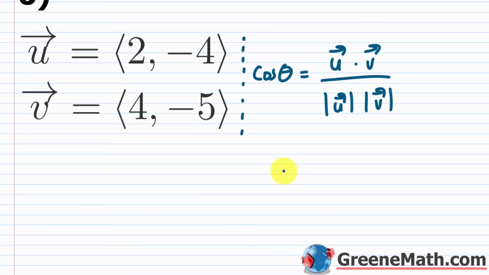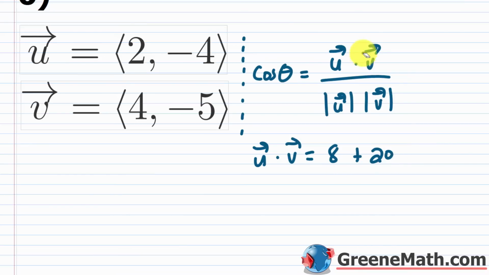First I'm going to figure out the dot product of the vectors u and v. So u dot v is equal to, you multiply the horizontal components together: 2 times 4 gives me 8. And then plus, multiply the vertical components together: -4 times -5 is 20. So 8 plus 20 is 28. So this right here is going to be 28.